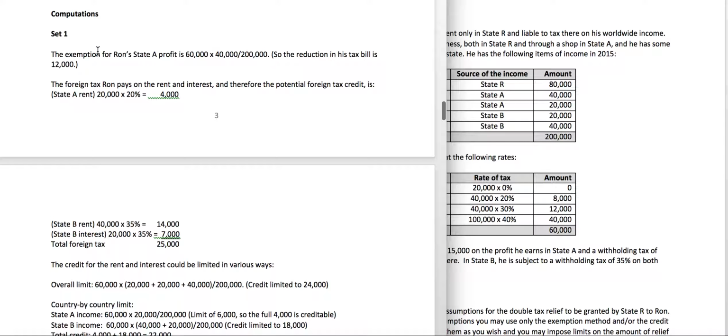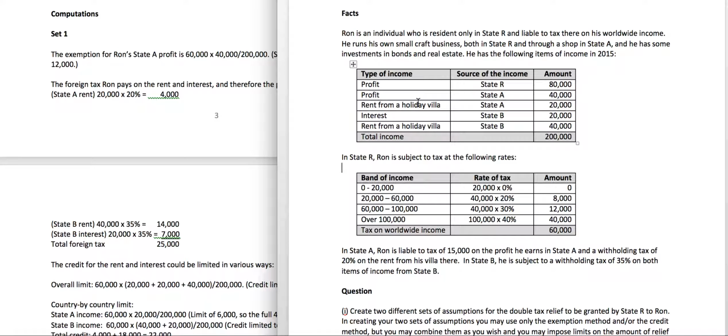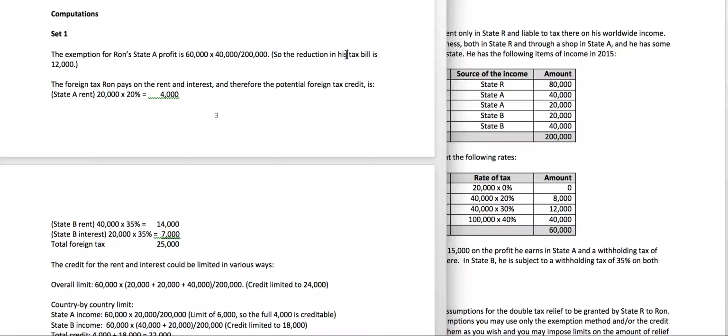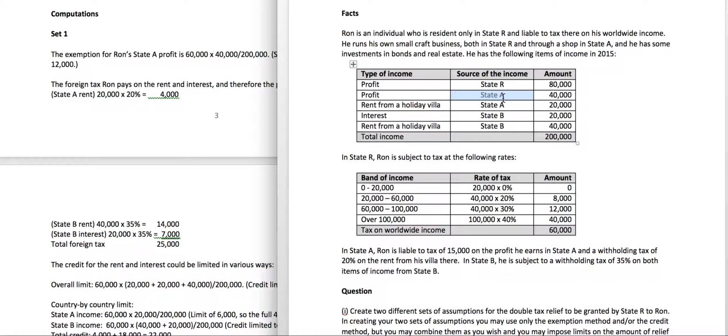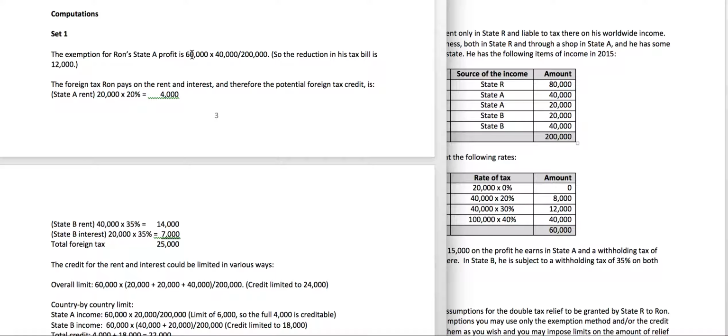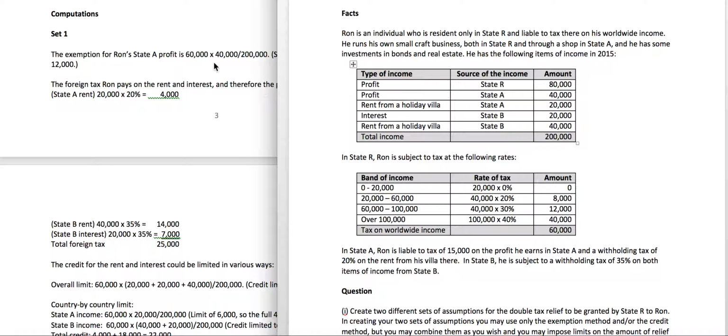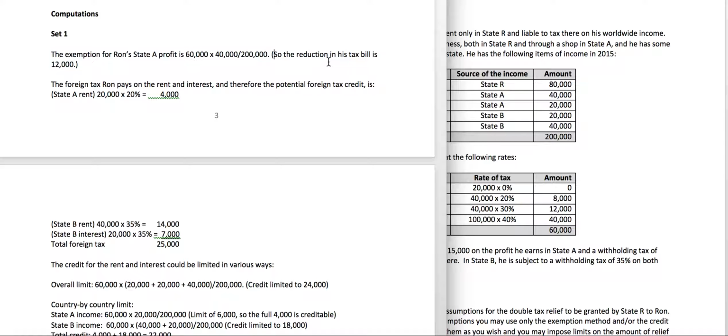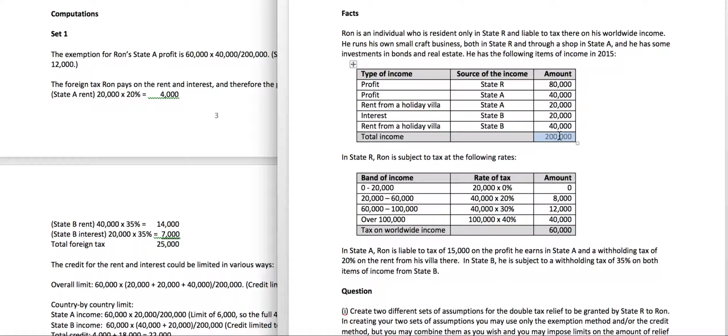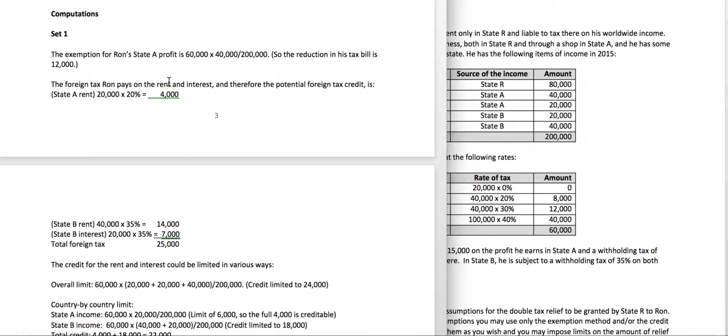All right, so right here we have the exemption. Ron earns a state A profit of 60,000 times 40,000 divided by 200,000. Okay, so where's that? And then the reduction of his tax bill is 12,000. So where are these numbers coming from? So we're in state A, right? He's getting his 60,000, the state A profit, times 40,000 divided by 200,000 total income.